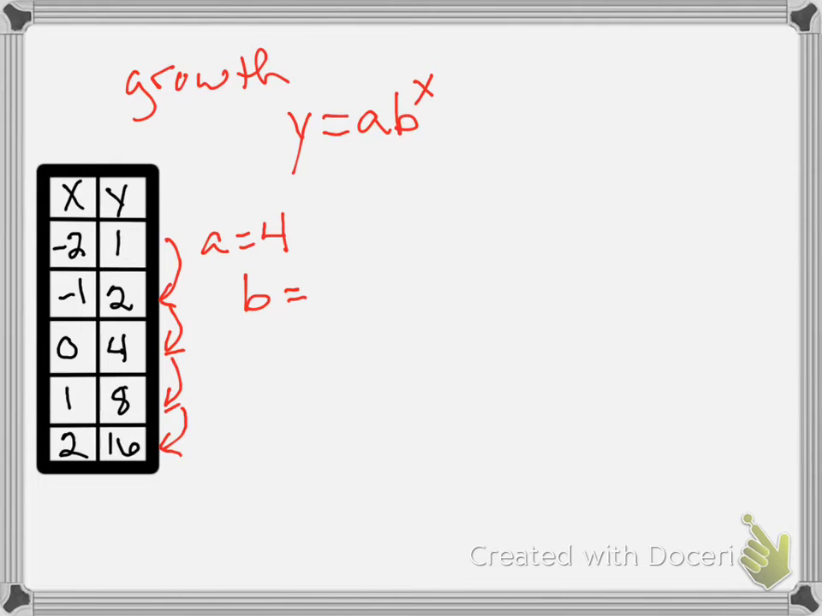Now, in this one, it's probably fairly easy to see. 1 times 2 gives you 2. 2 times 2 gives you 4. 4 times 2 gives you 8.